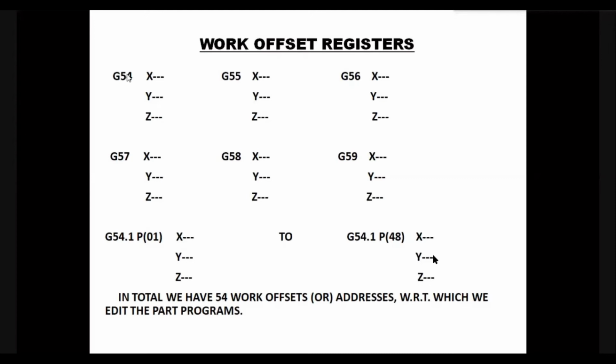So I show you in the part programs how we write that. So here what happens, I have clearly shown you this from G54 to G59, and these are 6 in number. Similarly, there are 48 more pages. That means 48 numbers. Probably we have 54 registers or addresses with reference to which we edit the part programs.